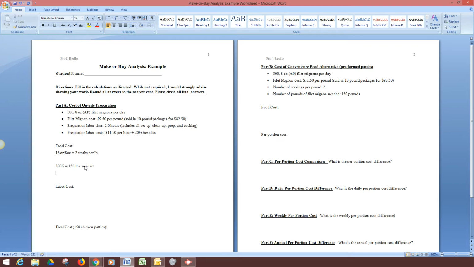So now what we have to do is figure that out in packages, because you'll see the filet mignon cost is $9.50 per pound, but it's sold in 10-pound packages for $82.50. So 150 over 10, the number of pounds we need divided by 10 pounds in the package, tells me that we need 15 packages. From here I can figure out my food cost. I need 15 packages times $82.50 per package.